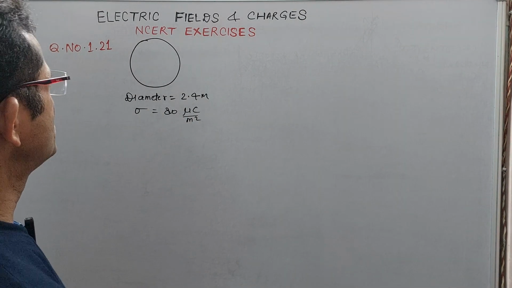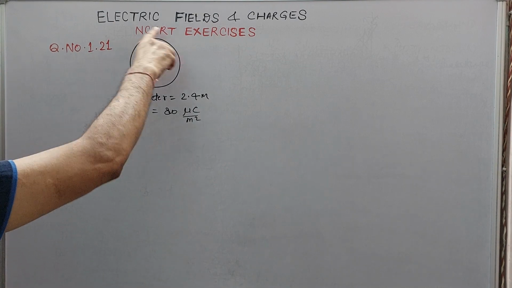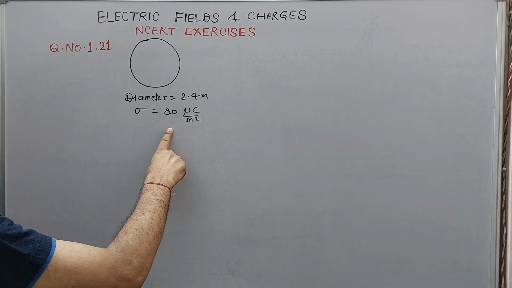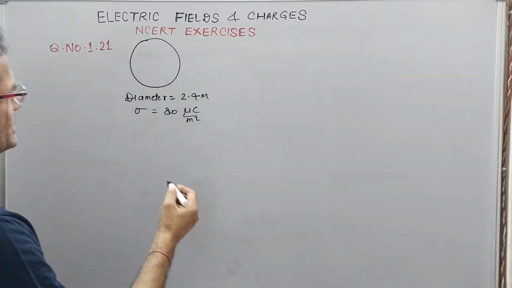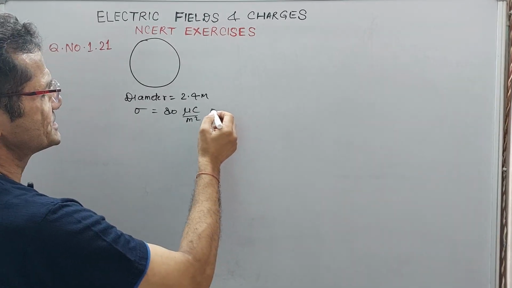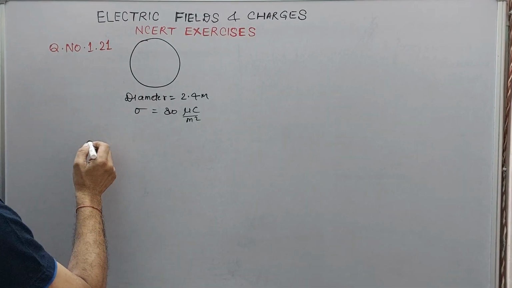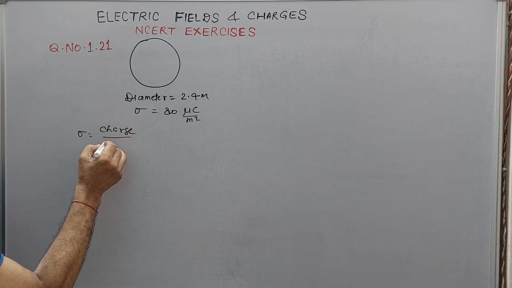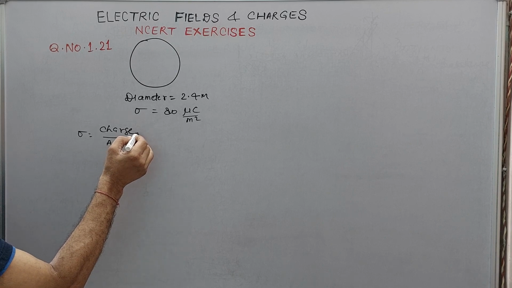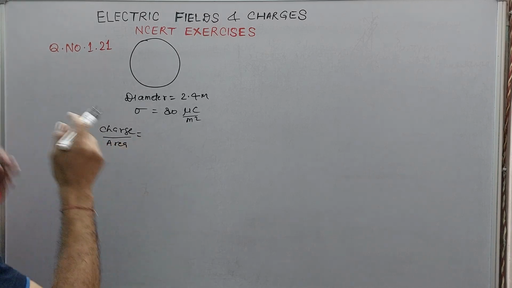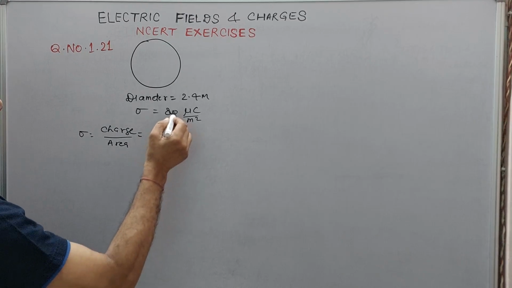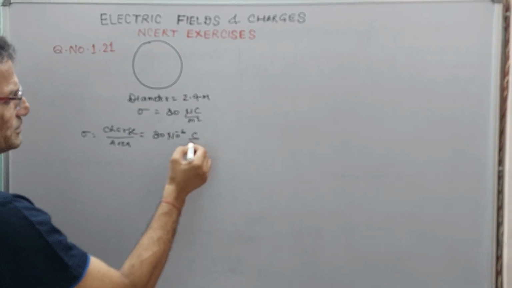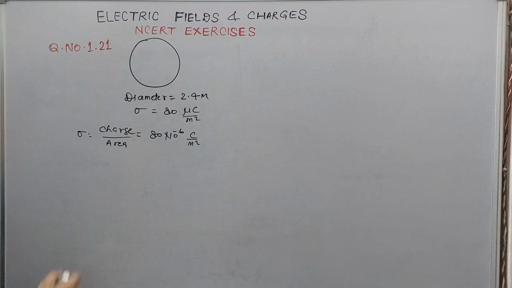Now next question, question number 20. This is a conducting sphere whose diameter is 2.4 meters and the surface charge density is 80 microcoulomb per meter square. Surface charge density has the formula charge divided by area. Sigma is equal to charge upon area of the spherical surface. So here 80 micro means 10 raised to the power minus 6, and the unit is coulomb per meter square. So this is our formula.